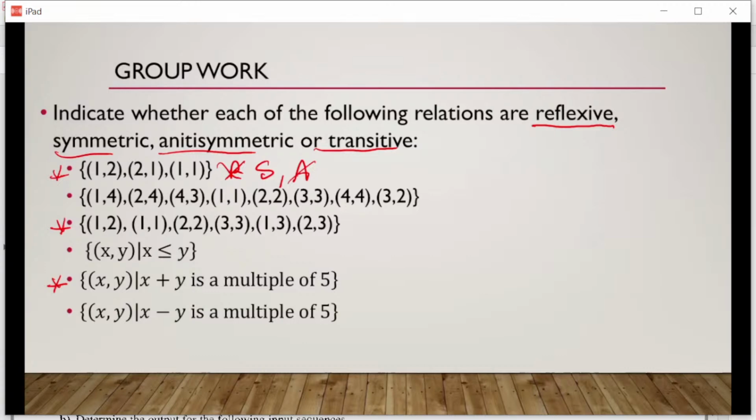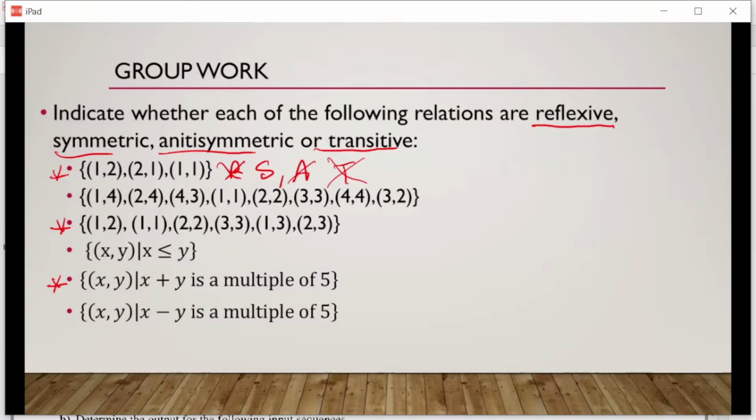Transitive. Is this thing transitive? I think we just mentioned it's not transitive, because if you do 1, 2, and then 2, 1, you get the relation 1, 1, which is good. But what if you do 2, 1? 2 is related to 1 and 1 is related to 2, but 2 is not related to itself, so it's not transitive.